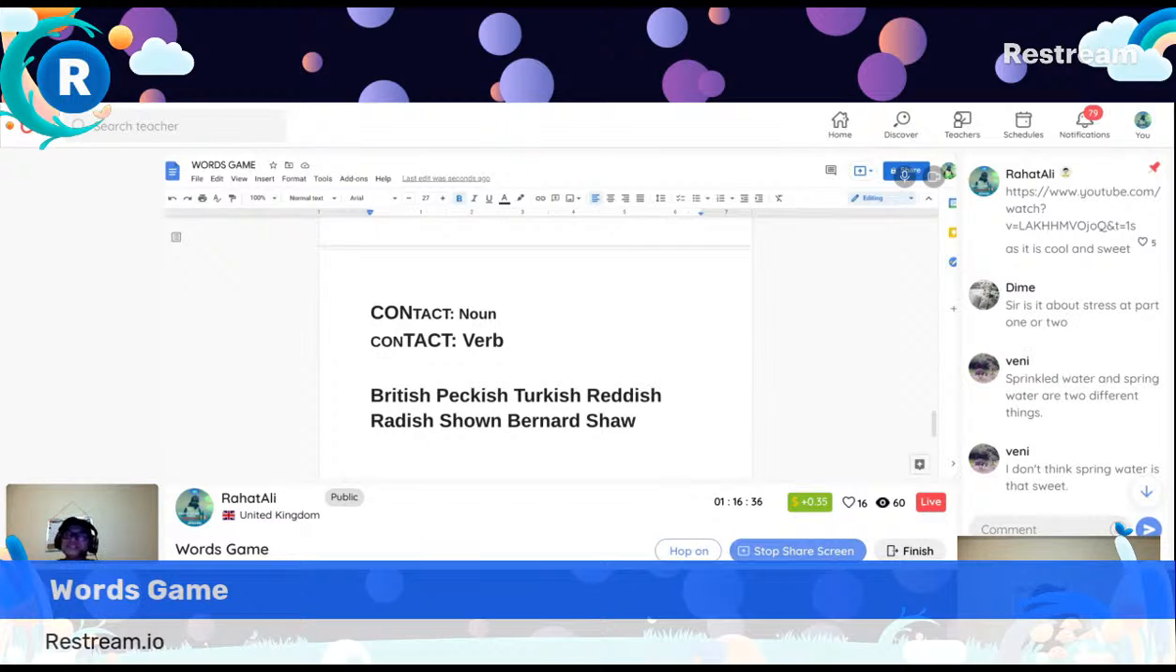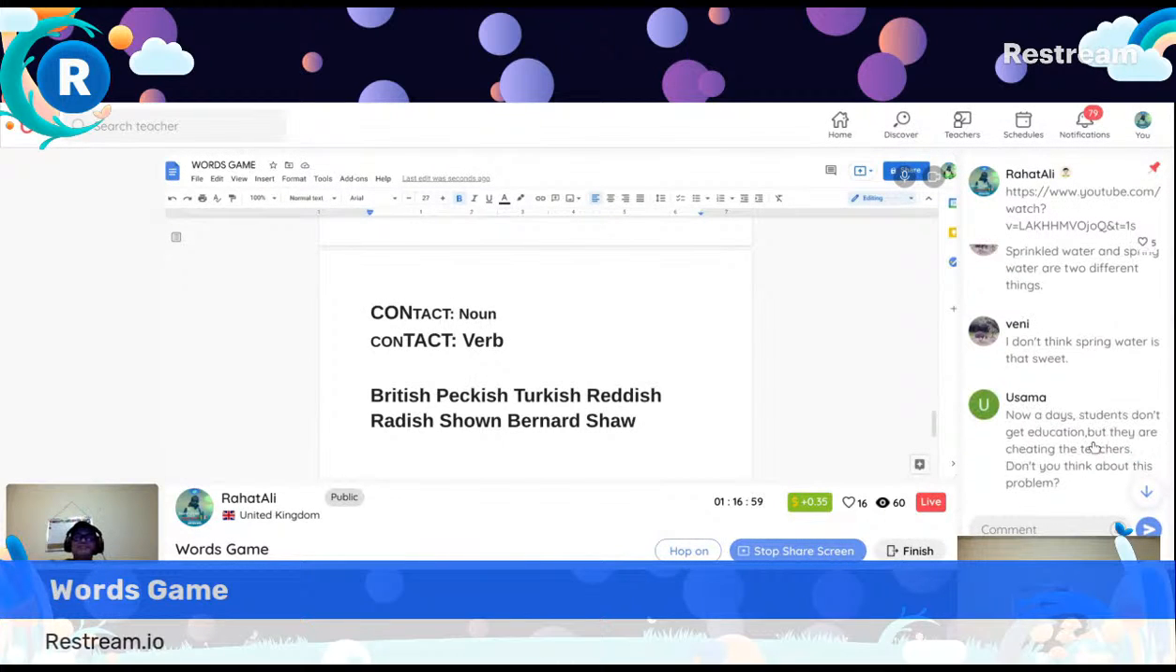Look at these two sentences once again. Would you like to contact me? Wrong, don't say like that. You have used contact as a noun. Contact, noun. But contact, verb. So would you like to contact me? That's okay. May I have your contact number? You have to be careful when you're pronouncing noun and verb meaning. I don't think spring water is that sweet. That's the correct sentence.